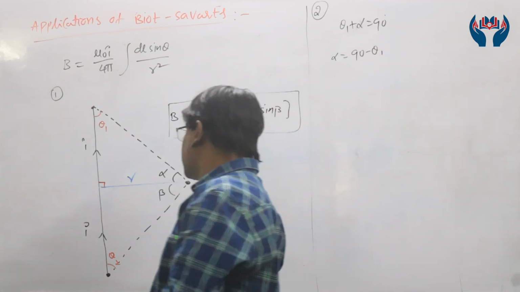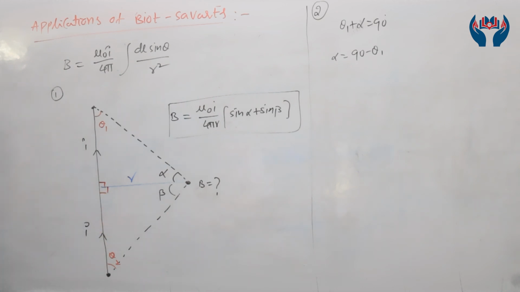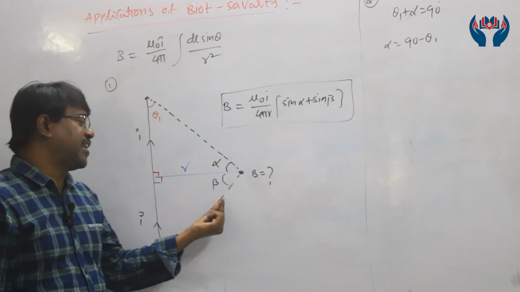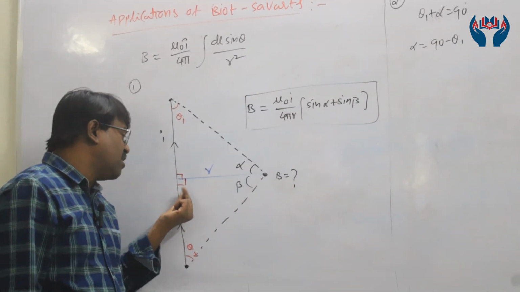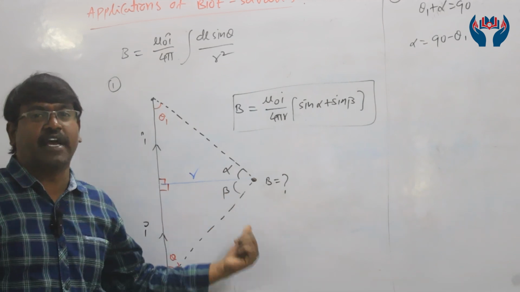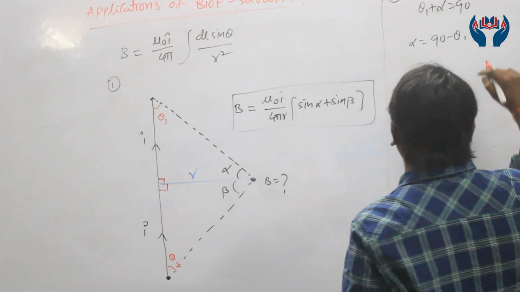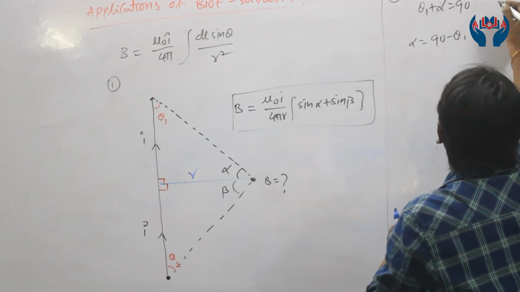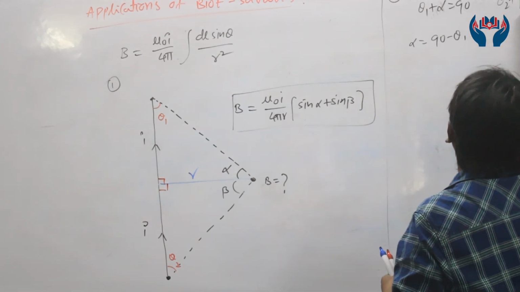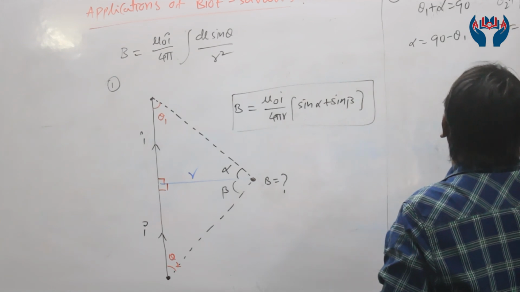Similarly, this is another right angle triangle, where one angle is 90 degrees. The sum of angles in a triangle is 180, so the remaining two angles should sum to 90 degrees. So beta plus theta 2 should equal 90 degrees. From this we can find beta equals 90 minus theta 2.